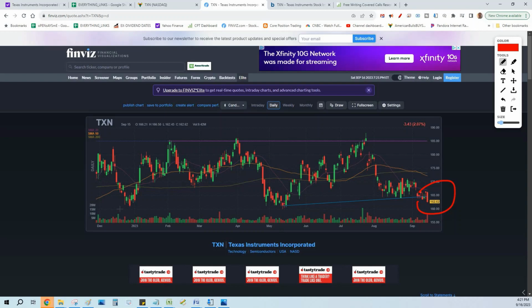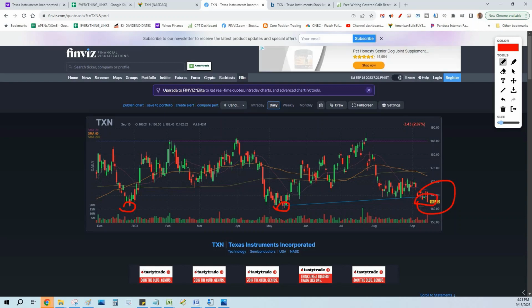Now, with every other move, it can dip below 165, and it has recently as well. That's not a deal breaker. Just understand, we're trading near support. When we get involved, it's more likely, or more favorable, it could go higher, just like in the past. Now, I just mentioned that 185 is not near-term resistance.